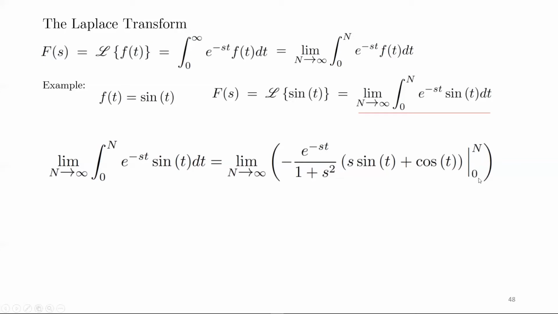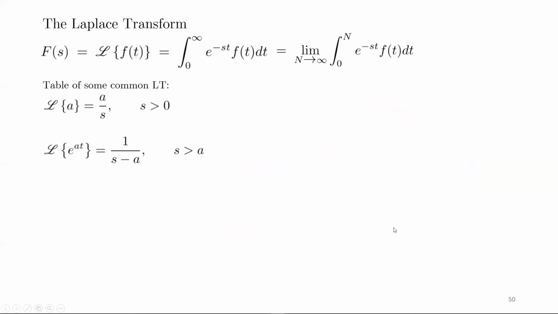The second limit here, as we substitute in t equals 0, well, the exponential of 0 goes to 1, the sine of 0 goes to 0, and the cosine of 0 goes to 1 as well. So we end up with simply 1 over 1 plus s squared. Okay, again, we have to make that assumption that s is greater than 0, otherwise this thing does not converge and we cannot take its Laplace transform. So the domain of this new function, capital F of s, which is equal to 1 over 1 plus s squared, the domain of that function is s greater than 0.